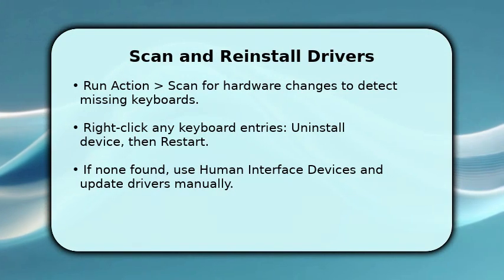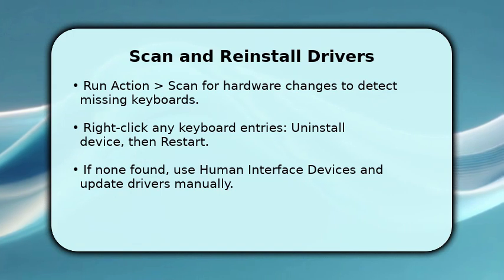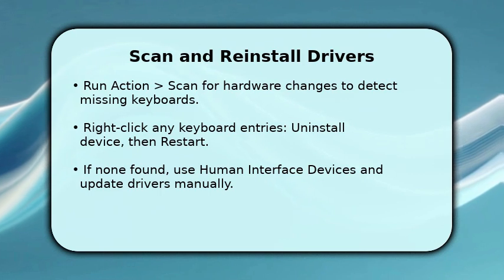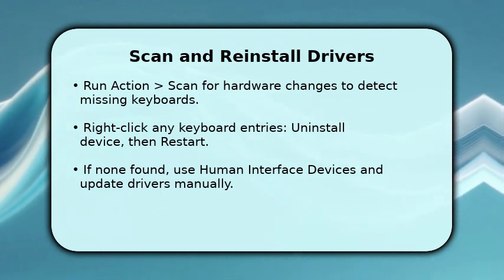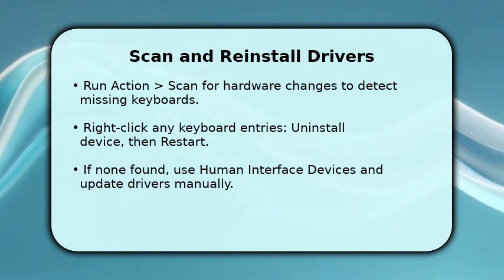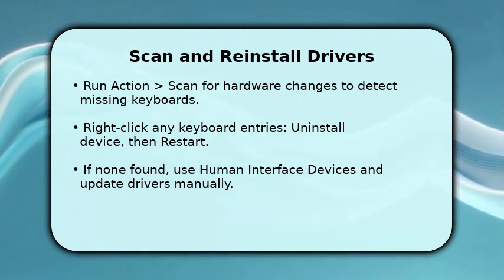Once hidden devices are visible, choose Action then scan for hardware changes to force detection. This often restores a missing keyboard entry. If an entry appears, right-click and select Uninstall Device, then restart the PC so Windows reinstalls a clean driver.